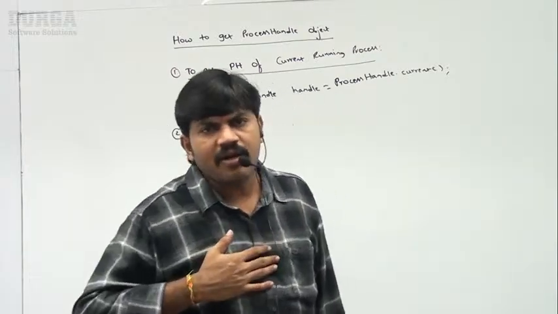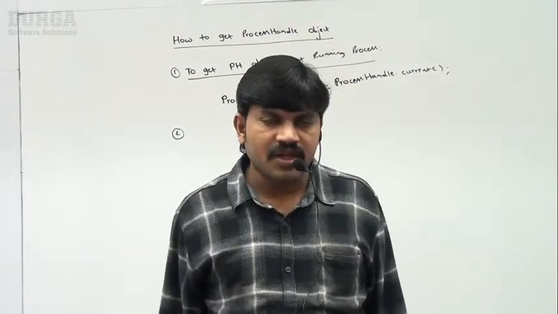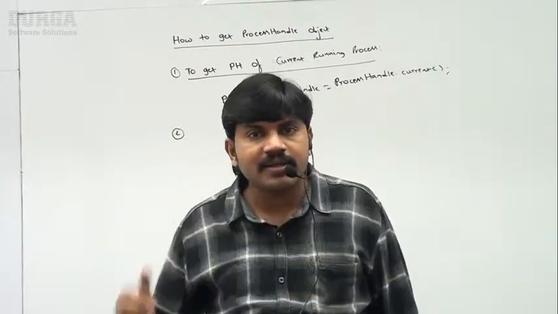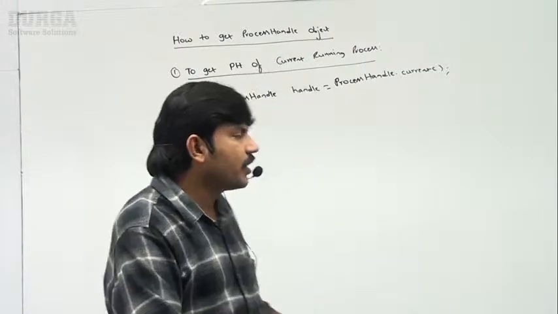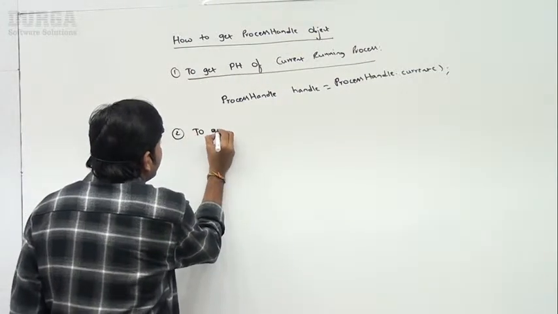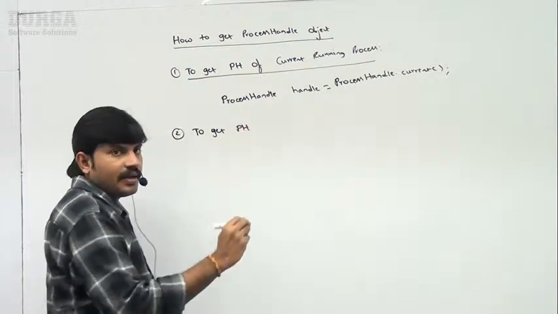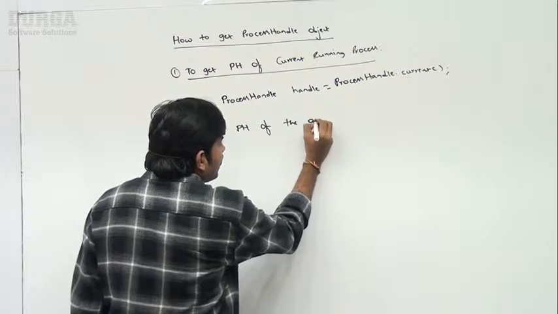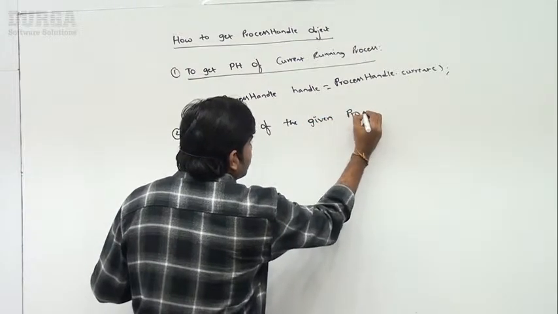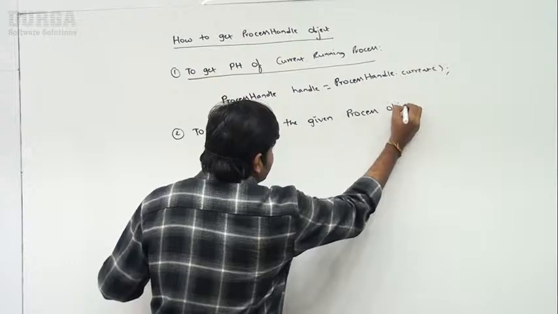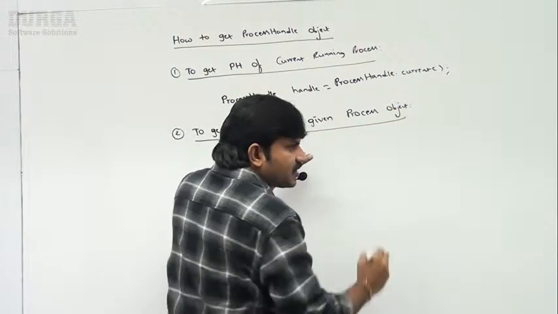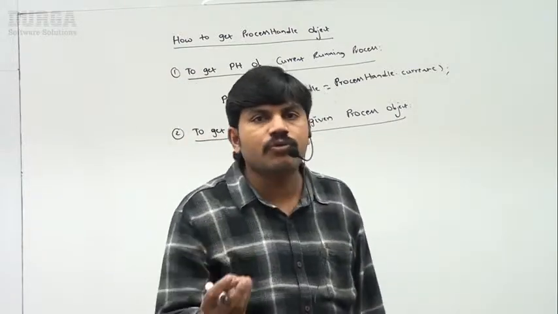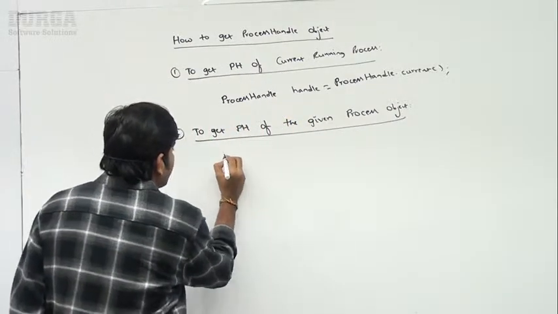Next, I already have a Process object, sir. Are you getting? I already have a Process object. For that Process object, I want the related ProcessHandle. Observe a bit very carefully, sir. To get the ProcessHandle of the given Process object, I will give the Process object, sir. So for the given Process object, I want to get the ProcessHandle object, right? How can you get it? Very simple, sir. Observe a bit carefully.